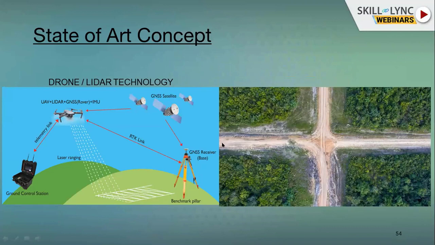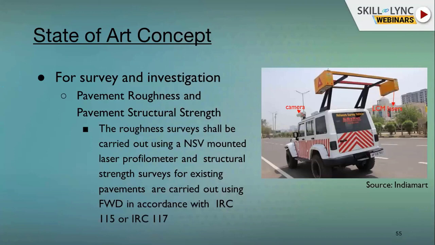This itself is a very huge task and a separate aspect in the detail engineering project. In addition to that, we have survey investigation for the pavement survey. Nowadays, roughness surveys are carried out by NSV, network survey vehicle. In the next slide, I will give the details.